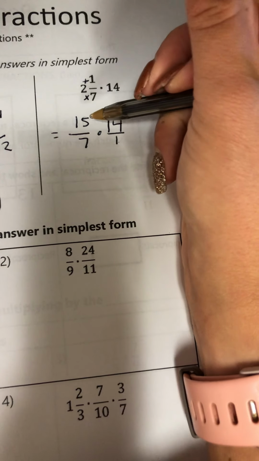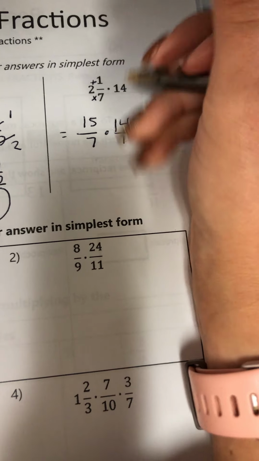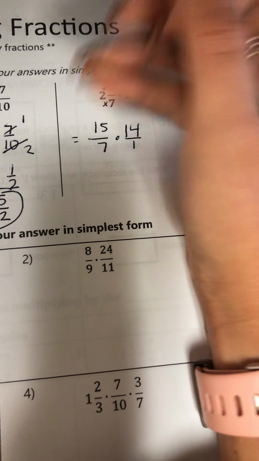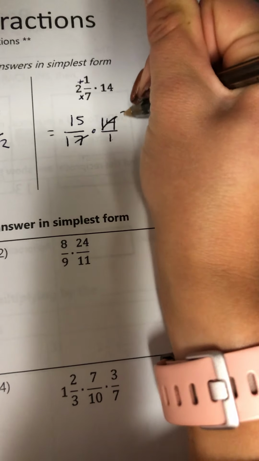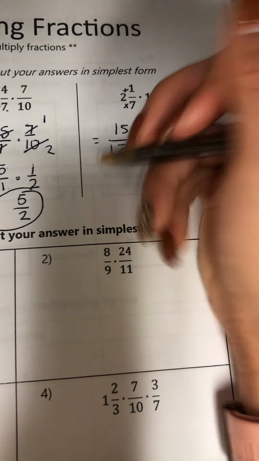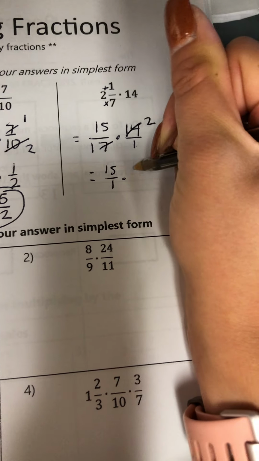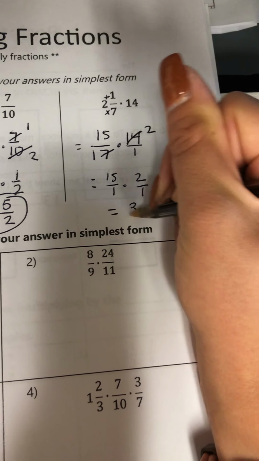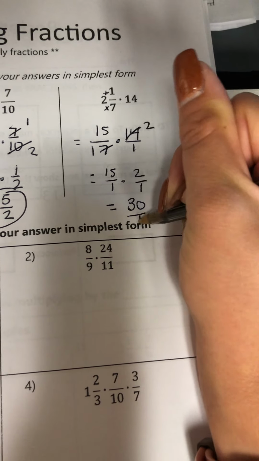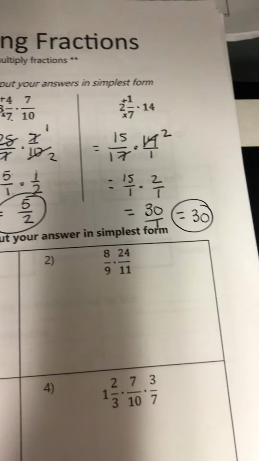So now I'm going to cross cancel. 15 and 1, that's already good because 1 is as simple as it gets. 7 and 14. I know that 7 goes into 7 one time and 7 goes into 14 2 times. And now I'm going to rewrite my fraction. I have 15 over 1 times 2 over 1. 15 times 2 is 30. 1 times 1 is 1. And 30 over 1 is the same thing as 30.